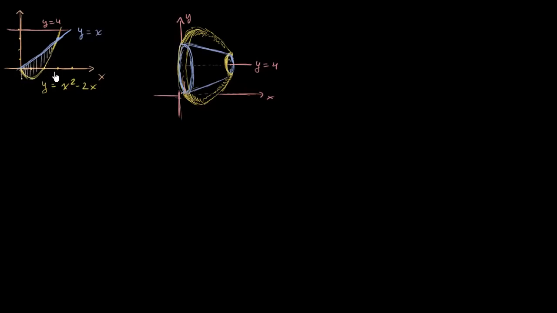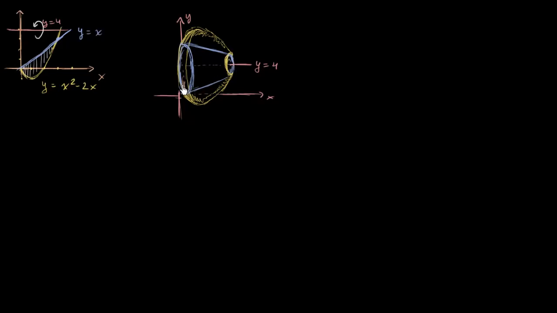And we're not going to rotate it just around the x-axis. We're going to rotate it around the horizontal line y equals 4. So we're going to rotate it around this. And if we do that, we'll get a shape that looks like this. I drew it ahead of time just so that I could draw it nicely. And as you can see, it looks like some type of a vase with a hole at the bottom.